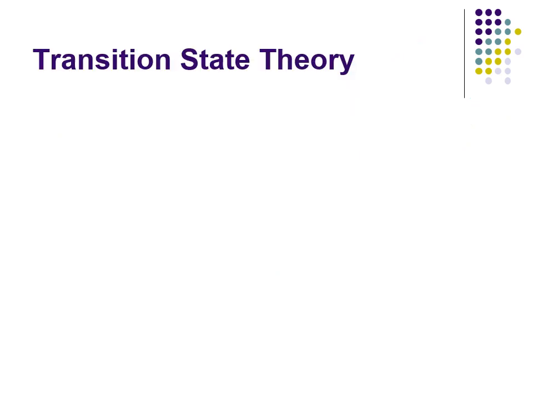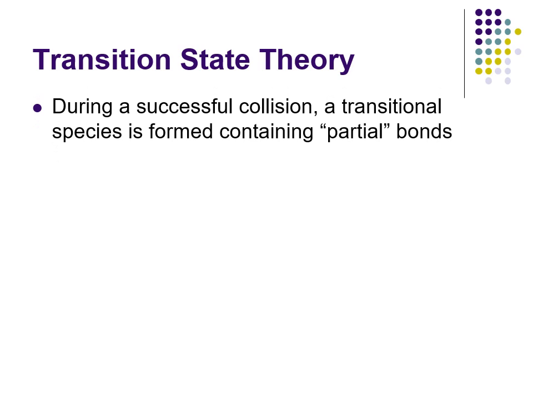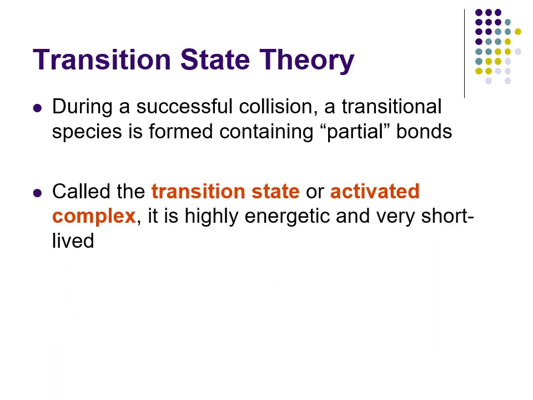Transition state theory. What this is saying is that during a successful collision, there's an intermediate species that is formed that's kind of halfway between the reactants and the products. If you think about a reaction where you've got to break some bonds and reform some new ones, this is kind of like in the middle. We call this the transition state, or the thing that gets created we refer to as the activated complex. It is really high energy because you're in the process of breaking bonds and you haven't yet formed any new bonds entirely. So it's going to be quite high in energy and very short-lived. It's kind of in the middle of the reaction.